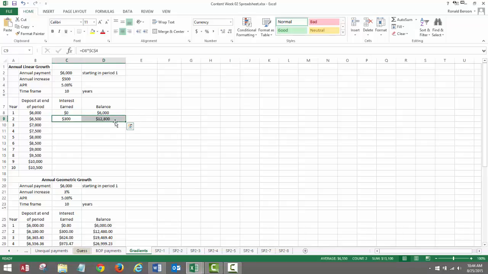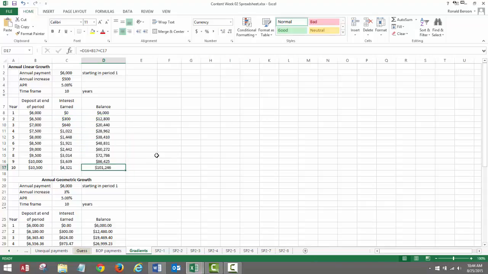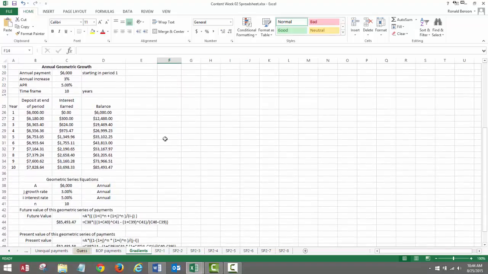And then the rest of the cells, we can just drag down. And there is our result. In 10 years, we should have $101,246. That's the linear situation. The geometric increases by an annual percentage each year.